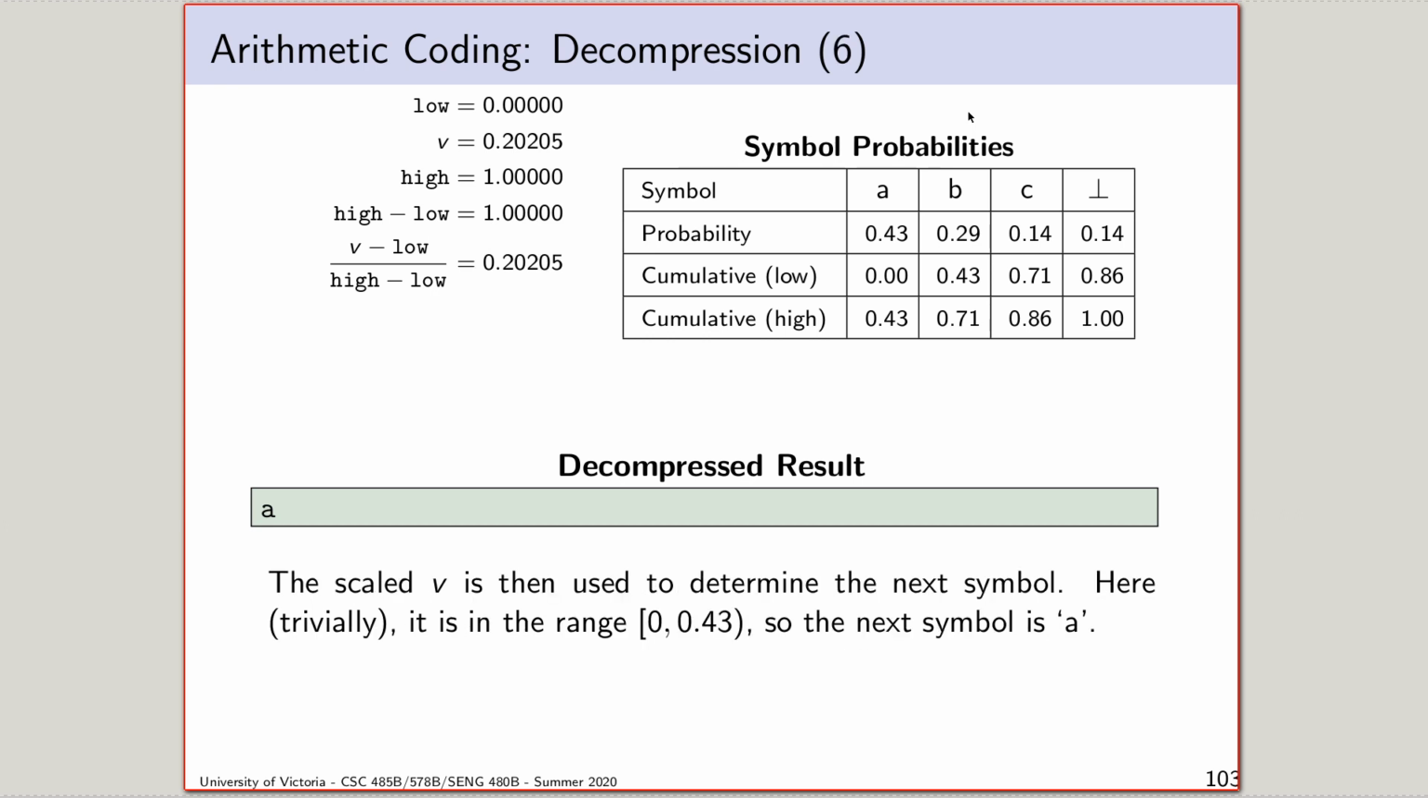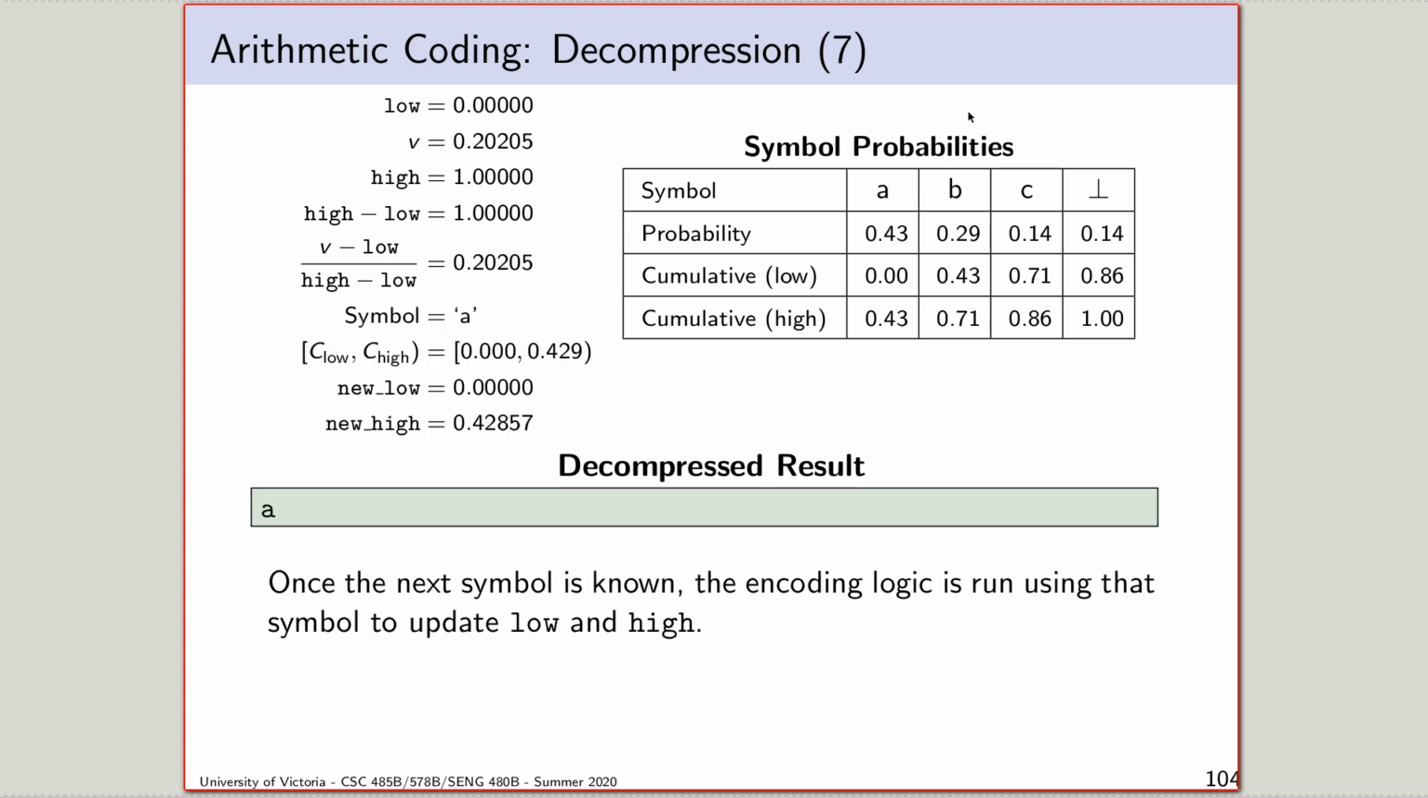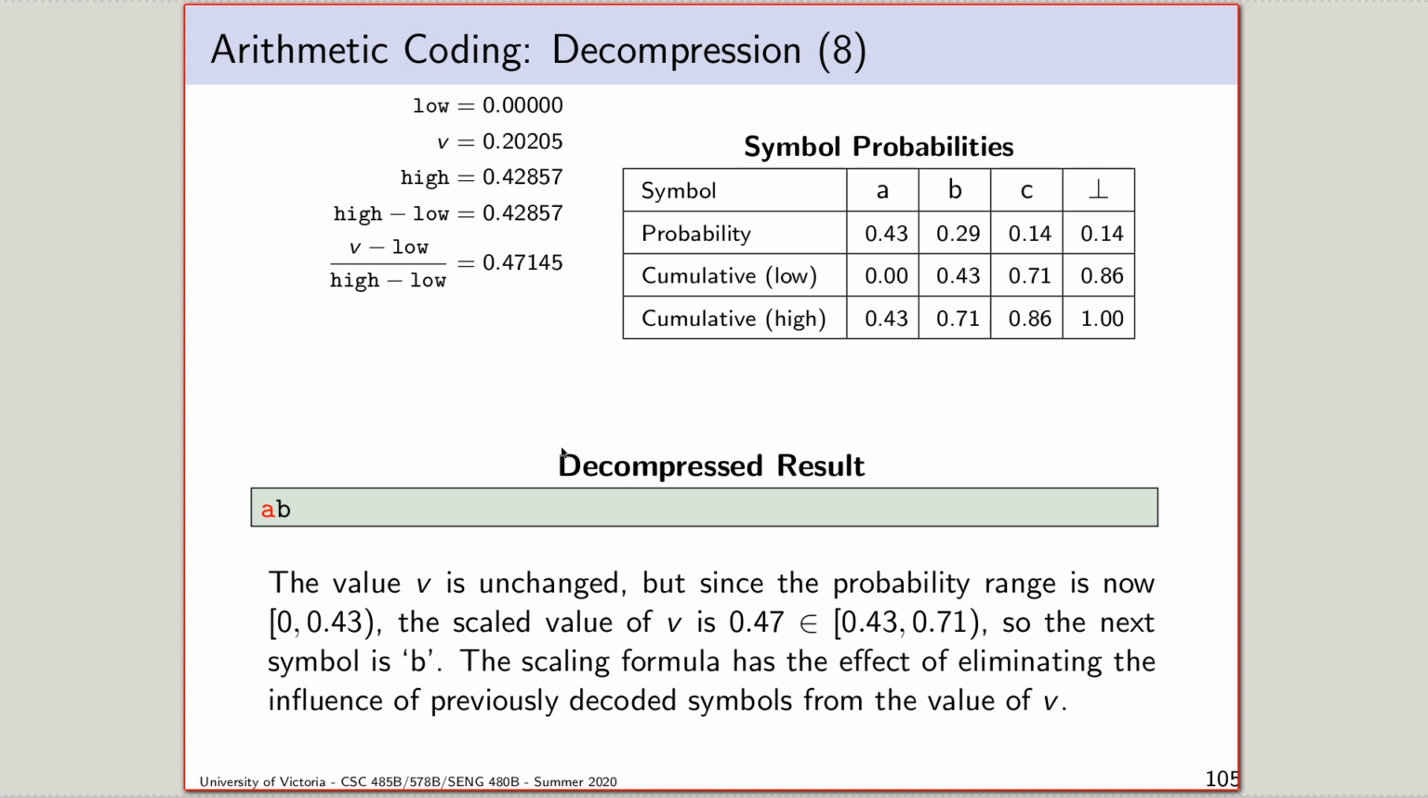Then, now that I know that the next character was A, I compress A. I run A through the compression process, and I change the low and high values based on that symbol. Just like with LZW, once you figure out what the next symbol is, you run through the compression logic so that you, the decompressor, have all the same data the compressor does at the beginning of the next step. So I run the encoding logic, and then I queue up for the next step.